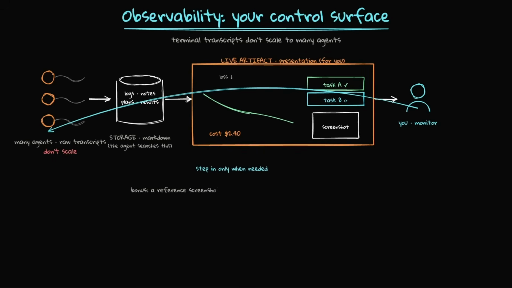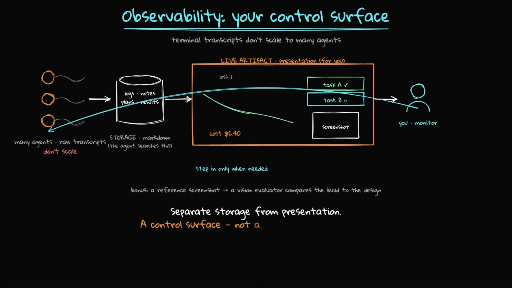Now, this also should give you the mechanism of providing feedback. So observability is your control surface, not a report you read after the fact. And this is more important than people realize, especially for long-running agents that need human in the loop.